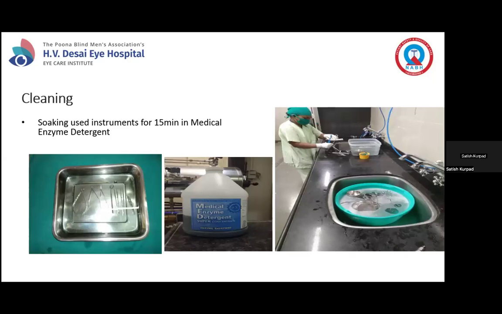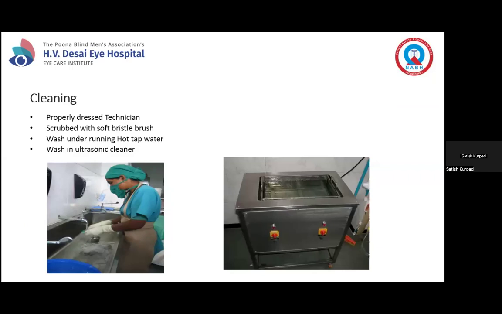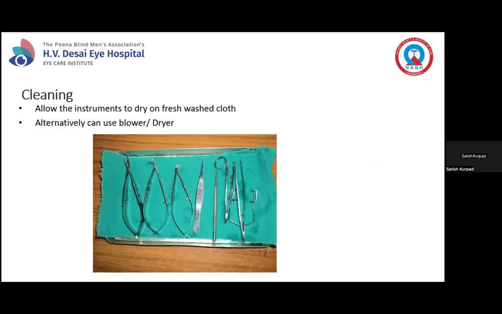For cleaning, initially, whenever you segregate all the instruments, they should be soaked in medical enzyme detergent for 15 minutes. After that, you wash all the instruments under running hot tap water, or you can use an ultrasonic cleaner, which is machine cleaning. Then allow all the instruments to dry on a freshly washed cloth. You can use a dryer or blower also, but drying is important. If you pack wet instruments, they can rust.